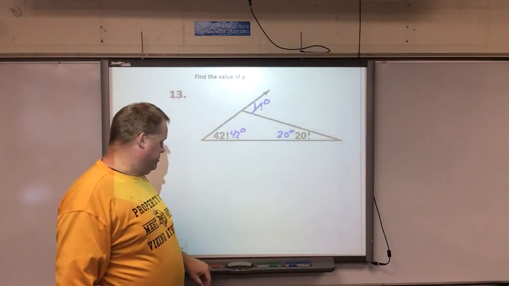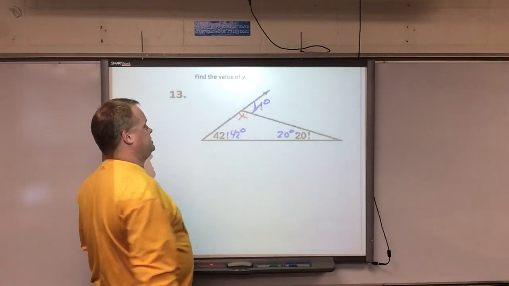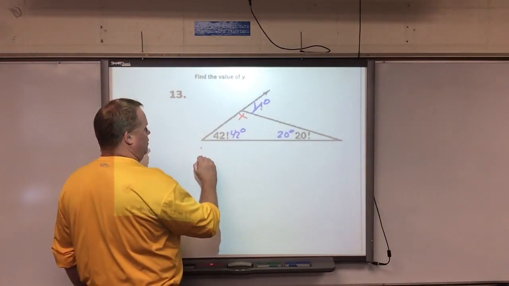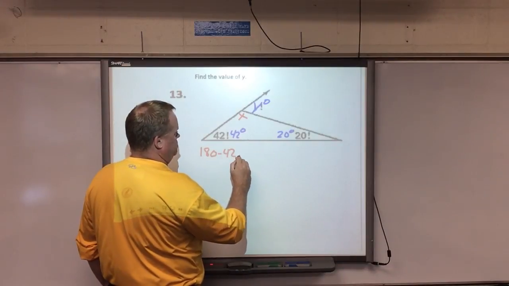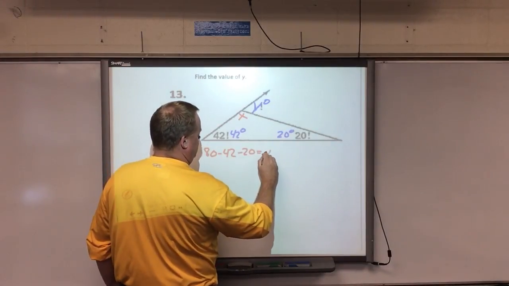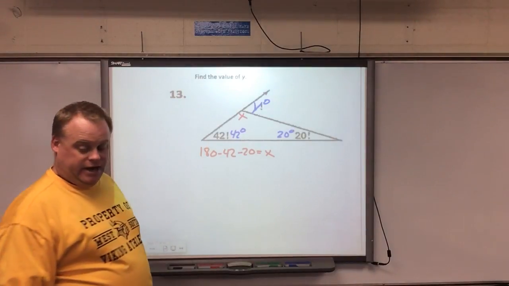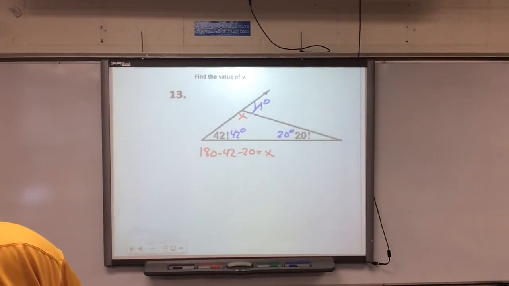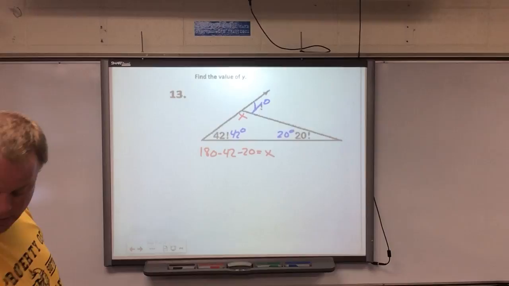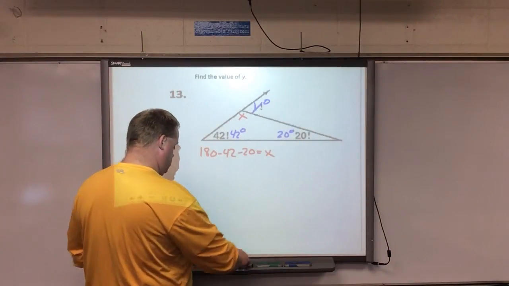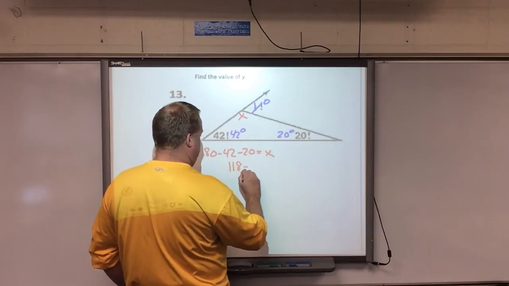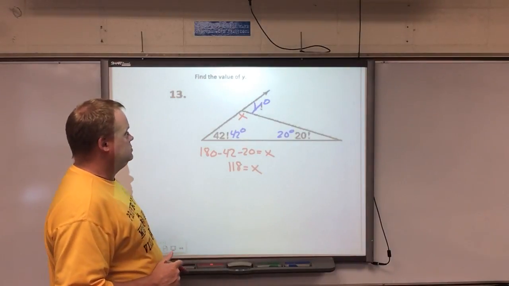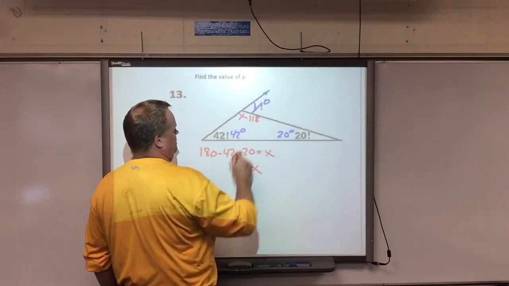First, I've got to find the angle here, so I'm going to label it x. So I know that 180 minus 42 minus 20 equals x. Well, what's 180 minus 42 minus 20? It's 118. So 118 equals x. So I know that now this one is 118.